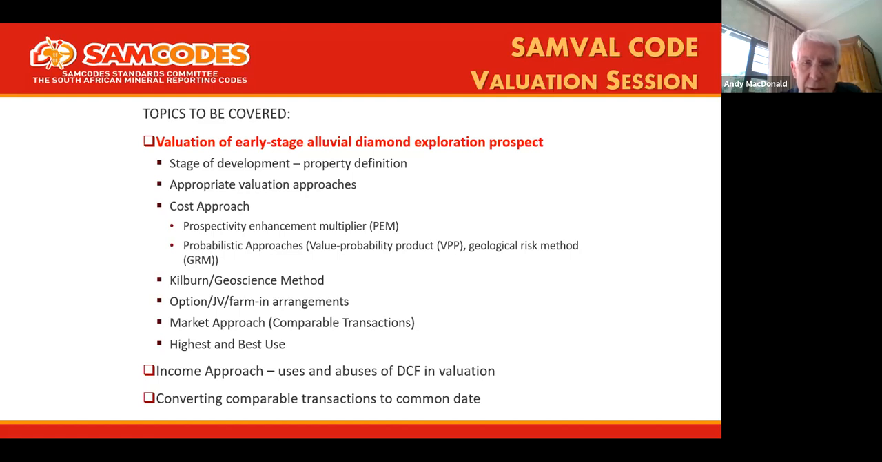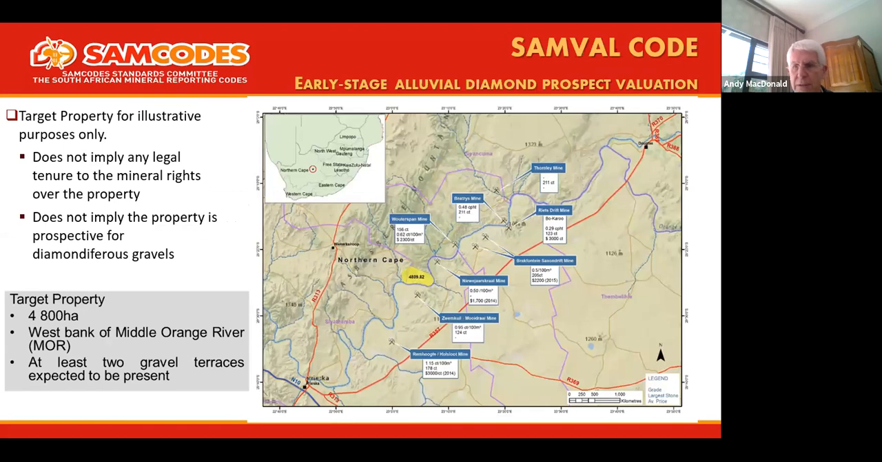So to look at the cost and market approach, I've selected an early stage alluvial diamond exploration property in the Middle Orange River, which looks like this. I've selected this property arbitrarily, but you can see all these little crosses are operating or historic mines, where you can see what they have mined, the values that they've got out of the stones, the grades, etc. So based on being in the right street address, this property, highlighted in yellow, should have good prospects for hosting diamond-bearing gravels. Now, I must say that this does not imply that it does hold the gravels, but it's just to be used for illustration. So we're talking about a property of 4,800 hectares on the Middle Orange River, and we can expect 2 gravel terraces to be present.